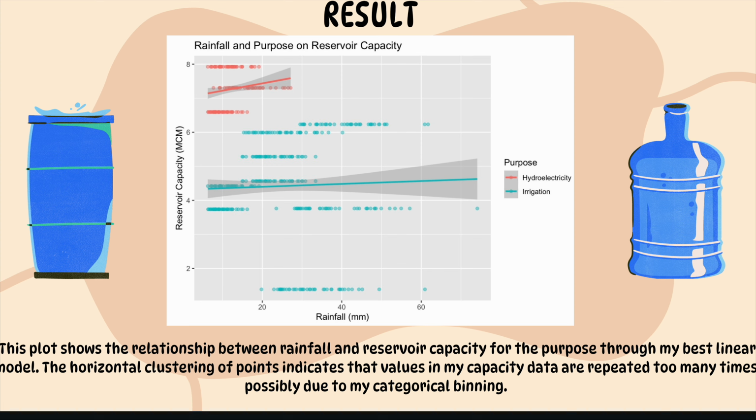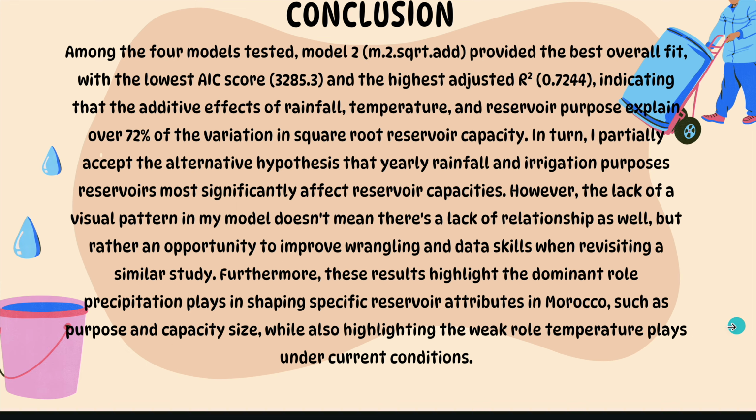And as a result, we have my linear model regression here. It is, as you could see, we don't see too much variation. We see that hydroelectricity has a steeper slope and requires a larger reservoir capacity than irrigation does. Yes, but then again, this could be because of the uneven sample sizes. And among the 4 models tested, my second model provided the overall best fit.